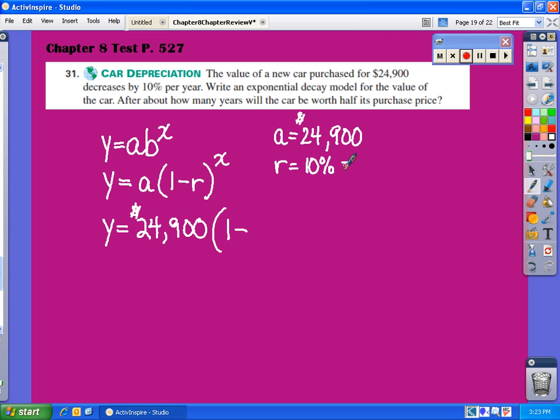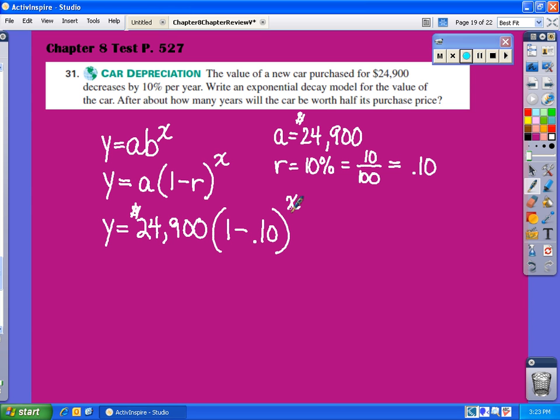10%, remember, is the same as 10 per 100, which is the same as moving the decimal place over 2 to the left, or 0.10. When we put it in the formula, we'll get 0.10 here. And then if you're writing out the model, you'll put an x there. Now, there's our exponential decay model.